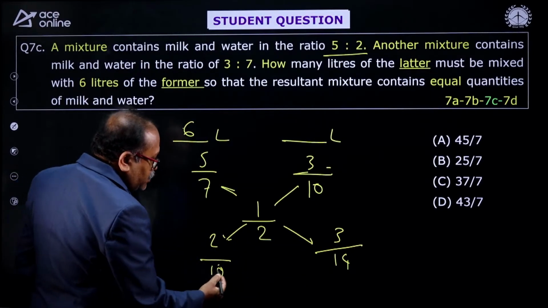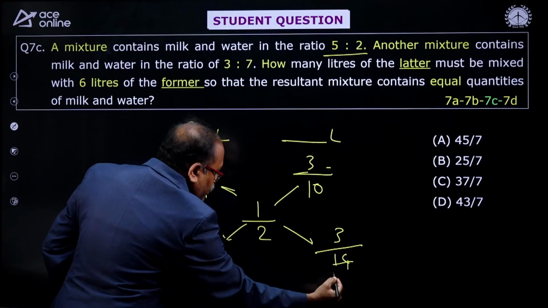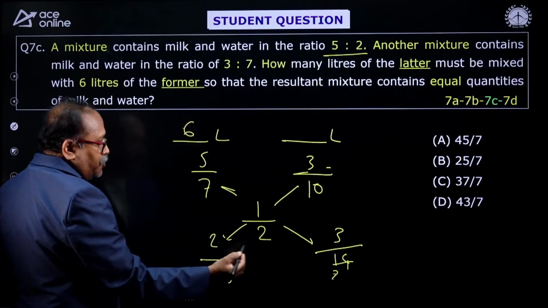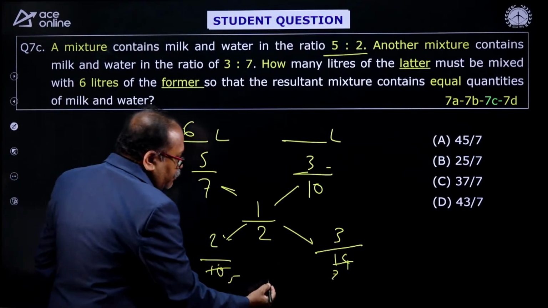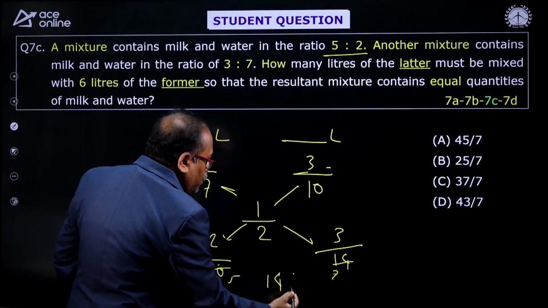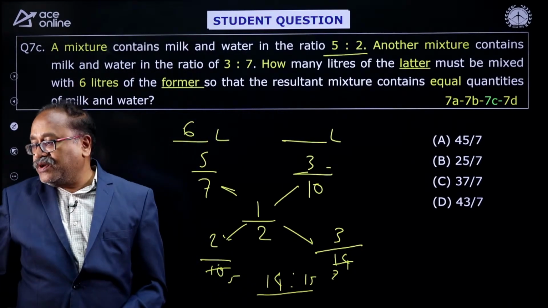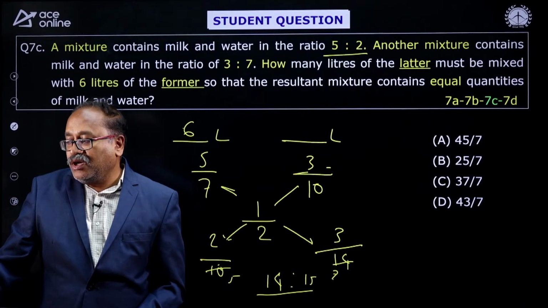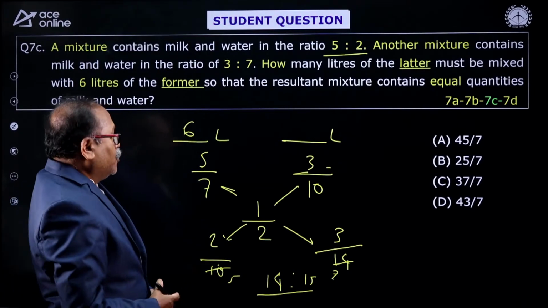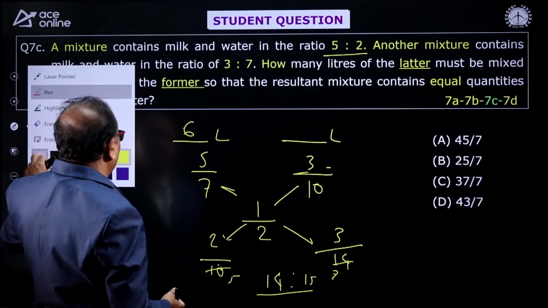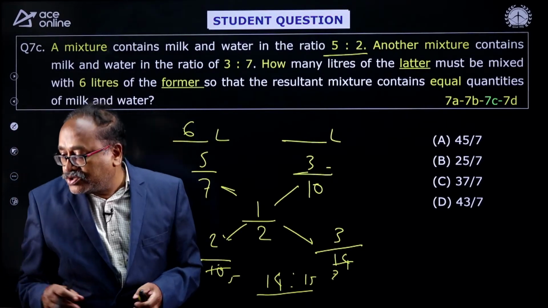Now I'll cancel this part. Here it is 5, and here it is 7, and 7 twos are 14, and 5 threes are 15. So am I getting this 14/15? Is this a ratio, my friends? 14/15. Okay, I'm checking your comment also.